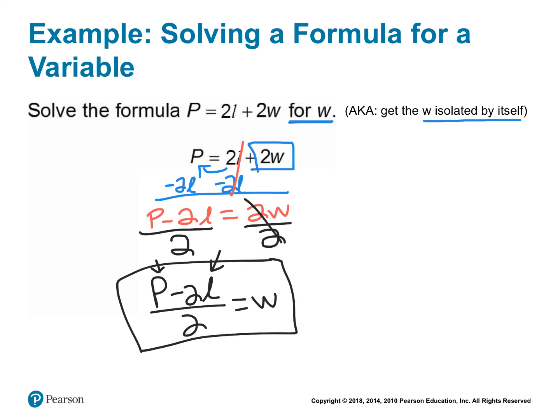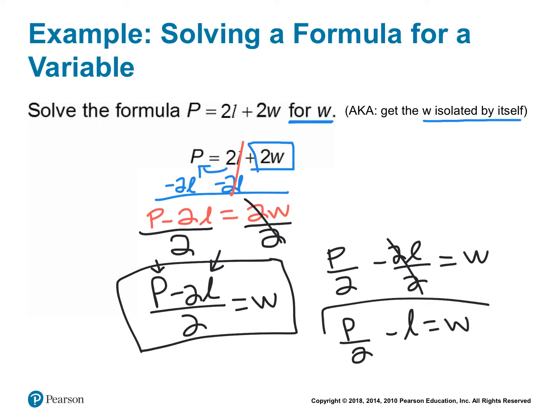Another way you could think of this is both the P and the 2L are divided by 2. So you could write it as P divided by 2 minus 2L divided by 2 equals W. Then you could simplify. I can't do anything here, but I could divide these 2's and get just P over 2 minus L equals W. So these two are the same. I don't care which way you write it. You could leave it like that if you would like to, but I did want to show you that you could divide that 2 out of one of the parts of the fractions.